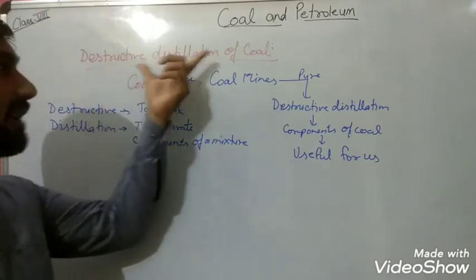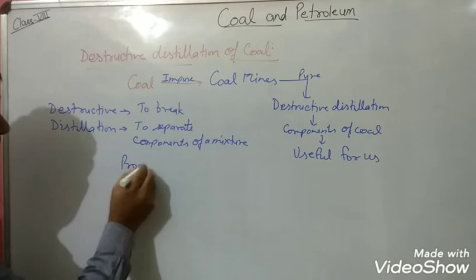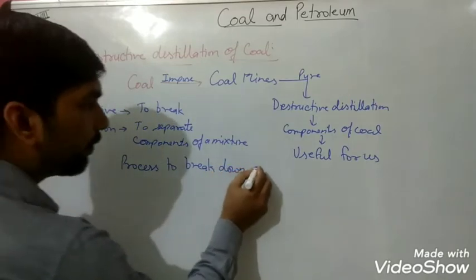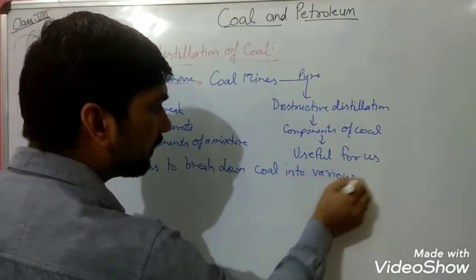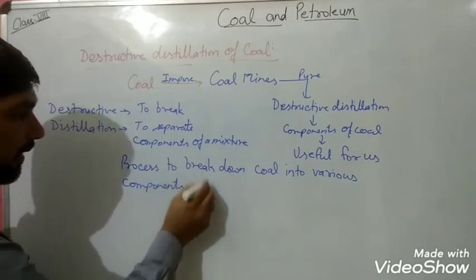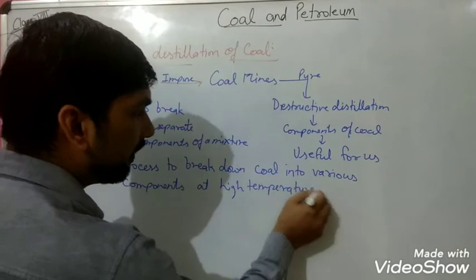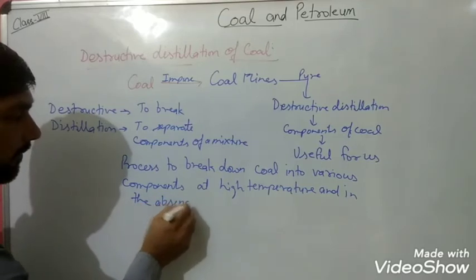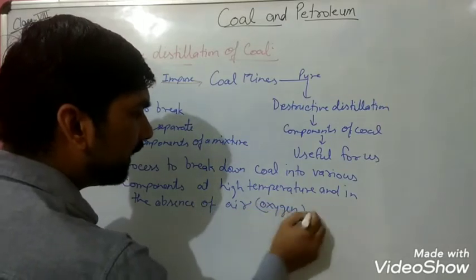So now destructive distillation of coal is what? It is a process to break down coal into various components at high temperature and in the absence of air, or we can say in the absence of oxygen.